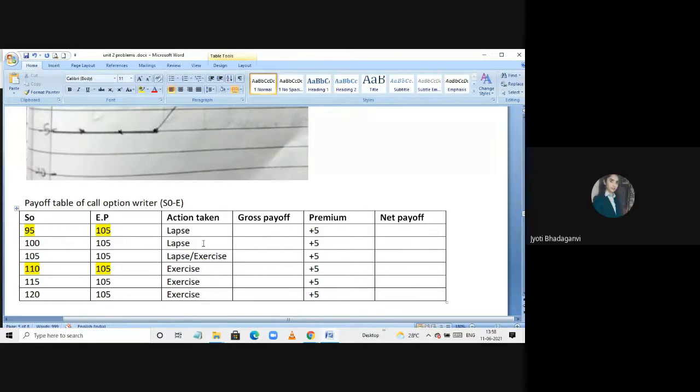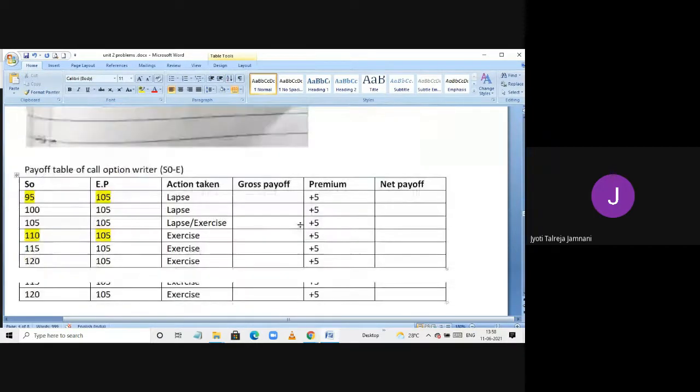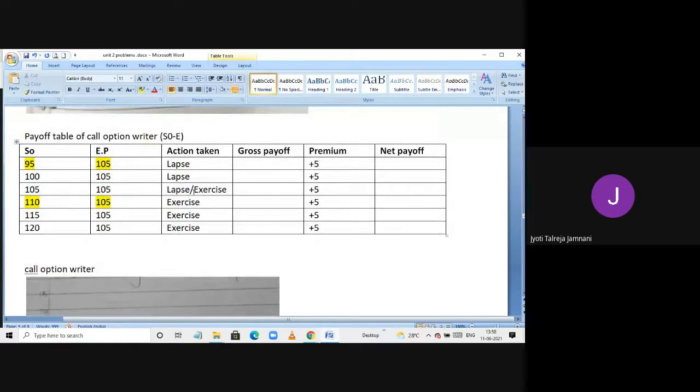Yes, ma'am. Okay. So how to work from a writer's point of view. Because you know that the actions are taken by the holder, the same actions I have written here because the writer has no choice to decide. Okay, so when the option gets lapsed, he will also have zero gain or zero loss because the option didn't get exercised.